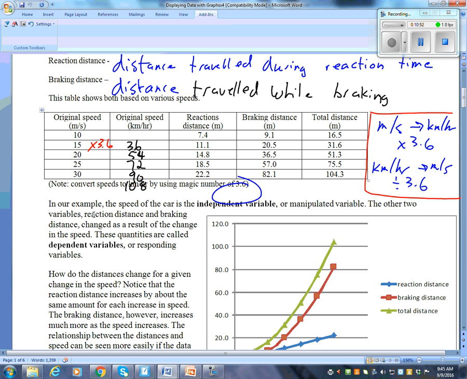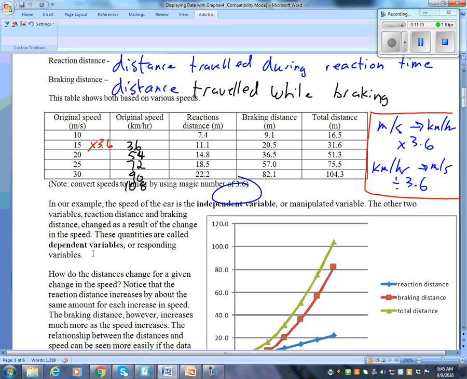In our example, the speed of the car is the independent variable or the manipulated variable. The other two variables, reaction distance and braking distance, change as a result of the change in the speed. These quantities are called dependent variables or responding. Okay, so you need to know the difference between independent, what you have control over, and dependent. You can adjust the speed, and as you adjust the speed, the braking distances change. So the speed is independent, the braking distances are dependent.